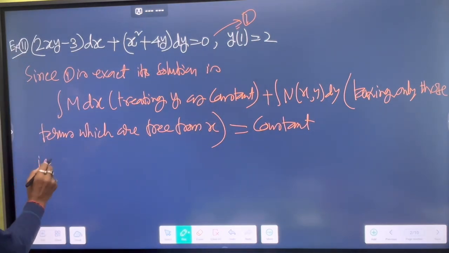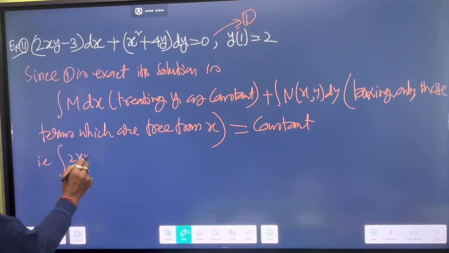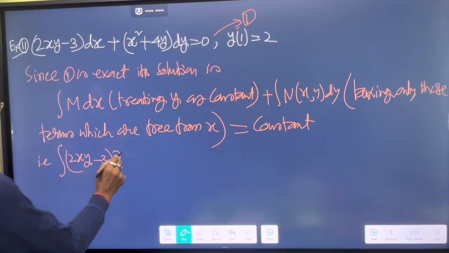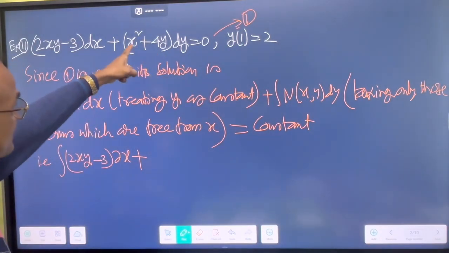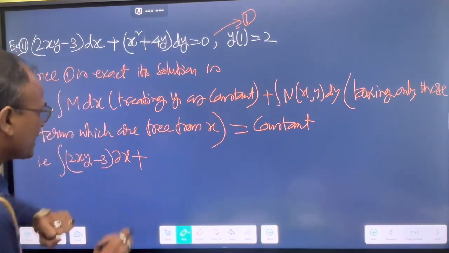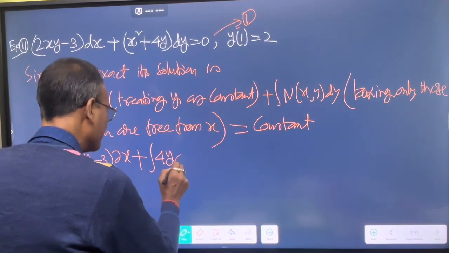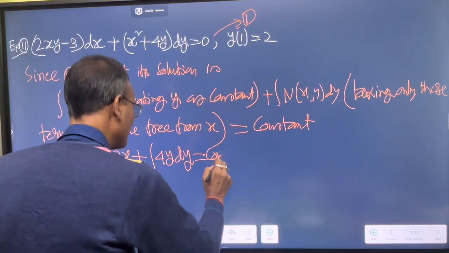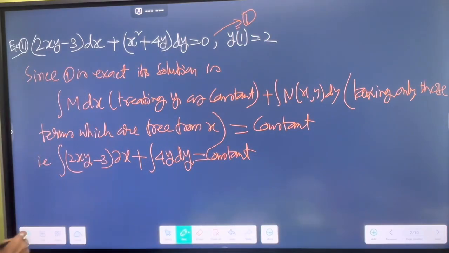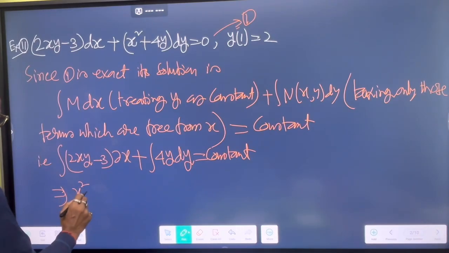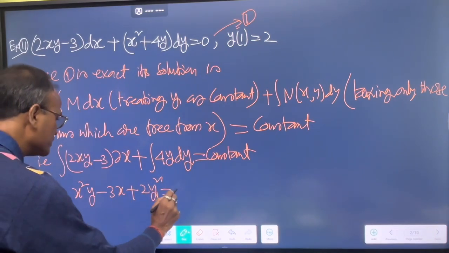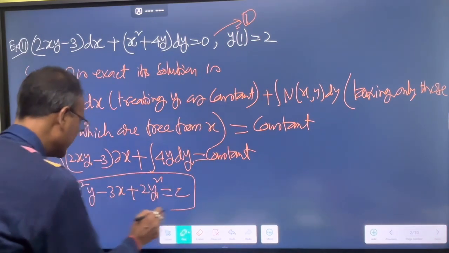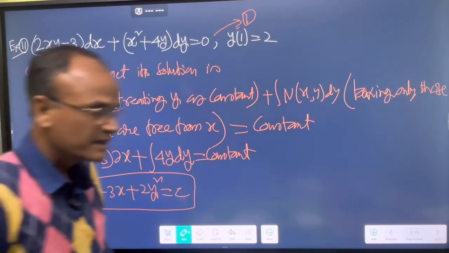That is, the solution is integral (2xy minus 3) dx, treating y as constant, plus take only those terms which are free from x. x square is here; 4y. It will be integral 4y dy, equal to constant. After integrating, you will get x square y minus 3x plus 2y square equal to c. In this method also we have got the same result.